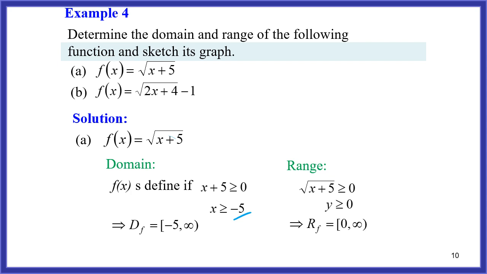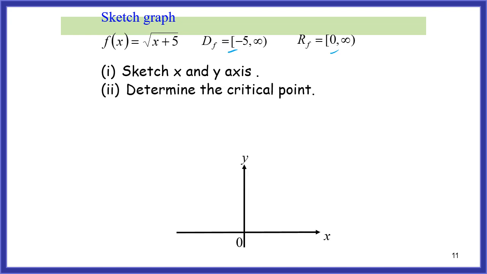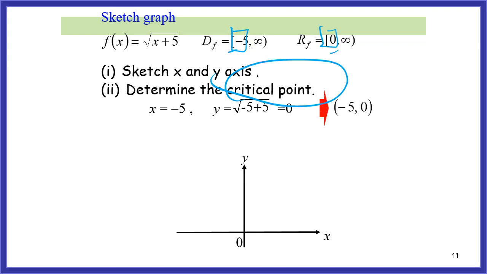So now to sketch the graph. We have the function, we have the domain, we have the range. The main thing to find here is the critical point. The first step is to sketch the x and y axes and then determine the critical point. How do we determine the critical point? You just take the value we have in the domain and in the range. So the critical point here is x equal to negative 5 and y equal to 0, which is (negative 5, 0).